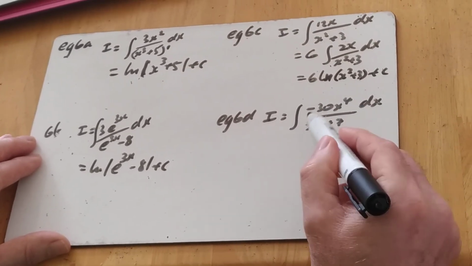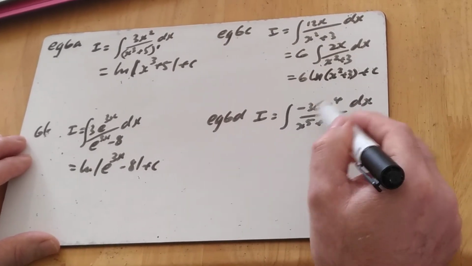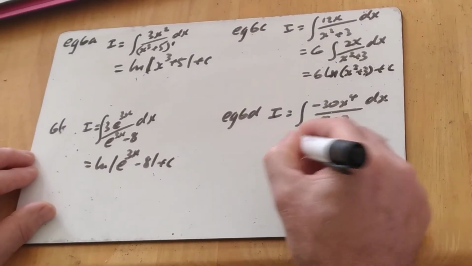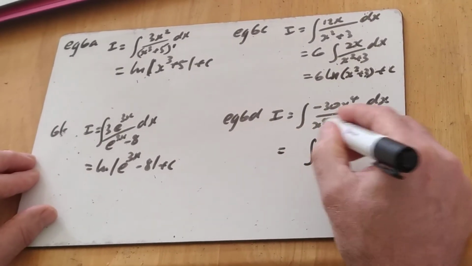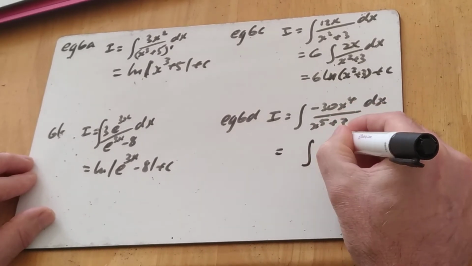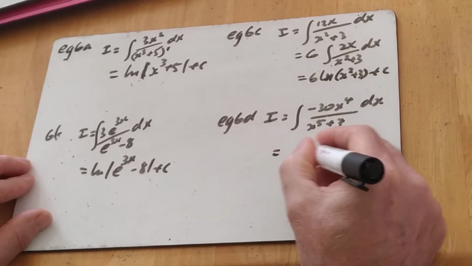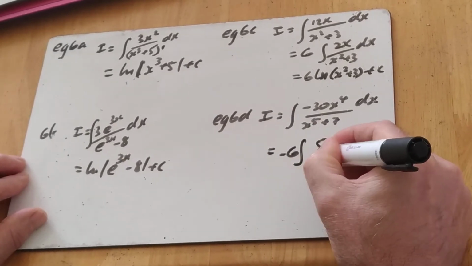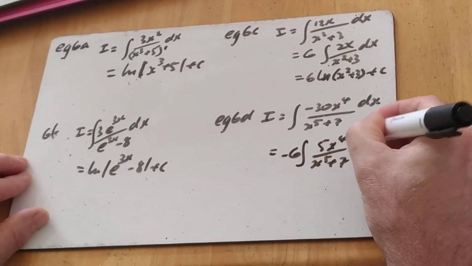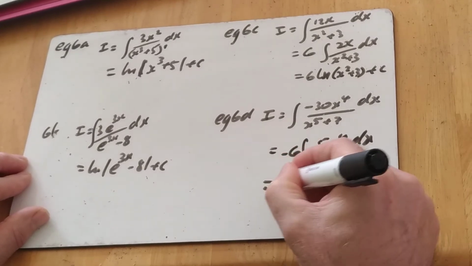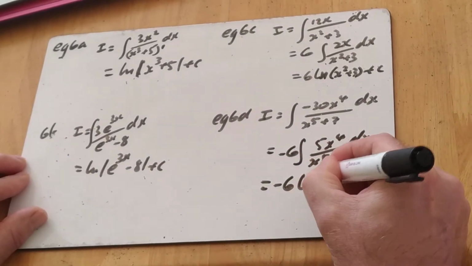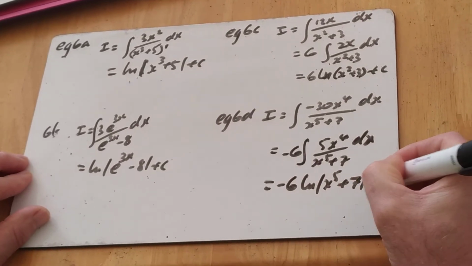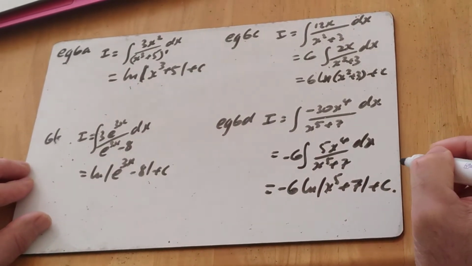And here we have this one. Is that the exact differential of the bottom? No, it's not, especially with minuses around. I'm getting quite nervous. I want to rewrite it as something times, well, the differential of the bottom is 5x to the 4. What needs to go out the front to give me that minus 30? Minus 6. So I've rewritten it like that over x to the 5 plus 7. So it becomes minus 6 ln mod x to the 5 plus 7 and then plus c.